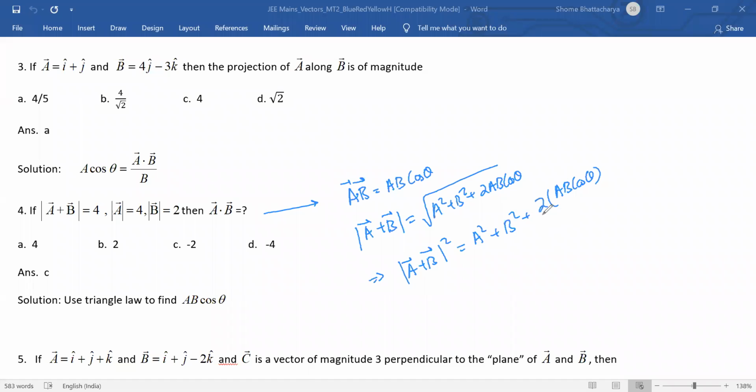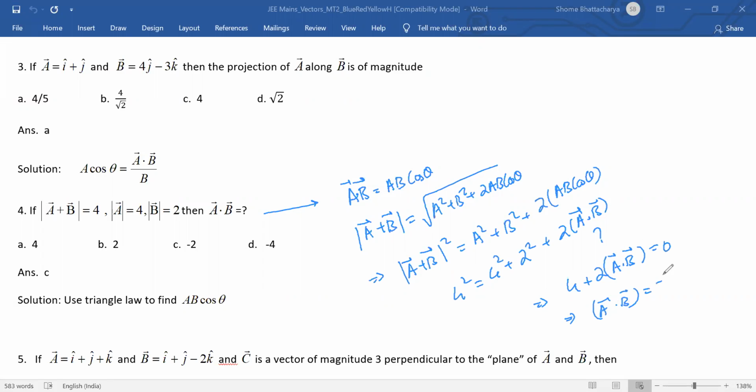You can interpret it like this. So this thing is actually 2 times A dot B, and this is what we want to calculate. Now we know that A is of magnitude 4, B is of magnitude 2, and A plus B is of magnitude 4. So from this you can see that 4 plus 2 A dot B is 0. So that means A dot B is minus 2. That's it. So this becomes the answer. So basically you made use of triangle law.